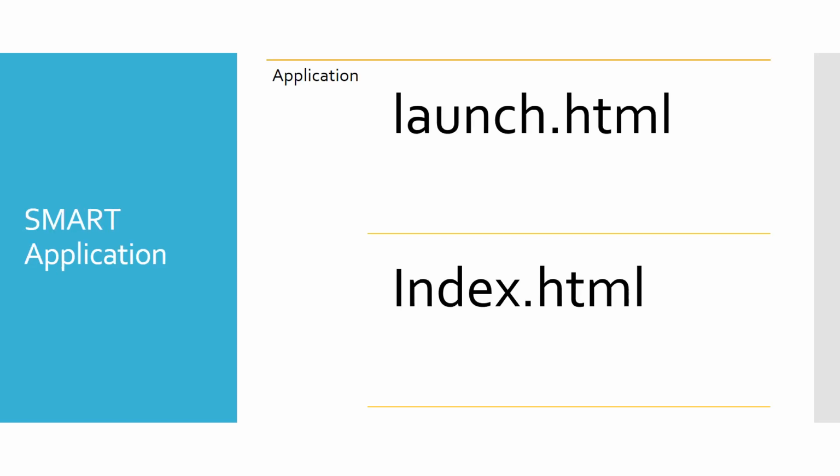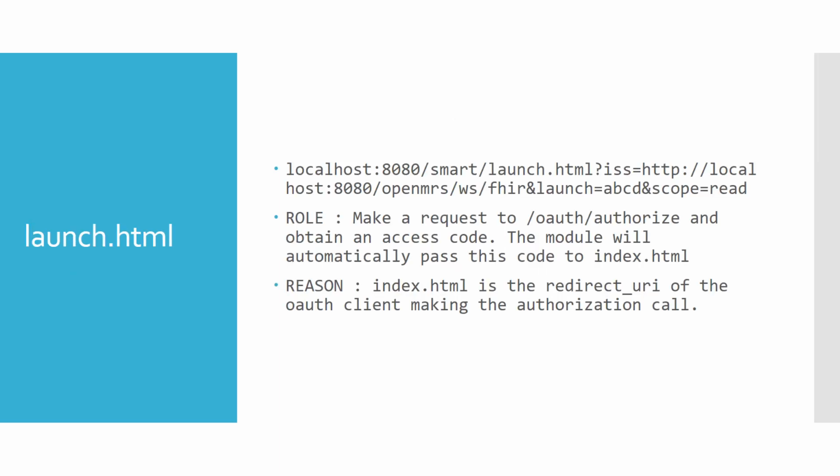Our smart application consists of two main files, the launch.html and the index.html. The launch.html is the file which the user opens, and the index.html file is the one which the OAuth module automatically redirects to upon successful generation of an authorization code. So here's the launch.html, and the role of this file is to make a request to the OAuth authorize endpoint and obtain an access code. The module will automatically pass this code to index.html, because index.html must be specified as the redirect URI of the OAuth client making that authorization call.